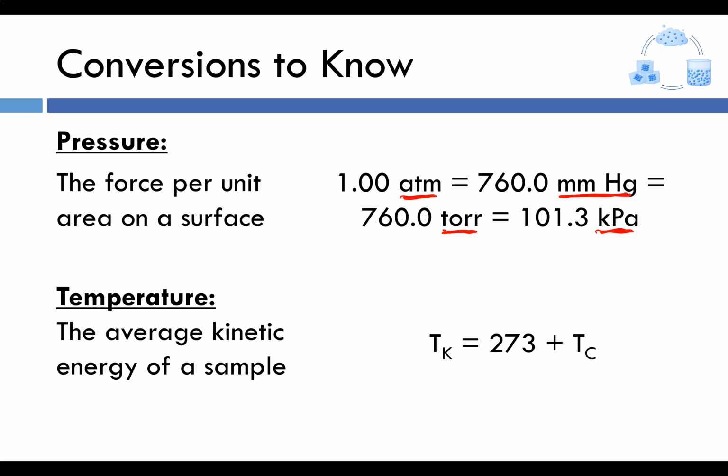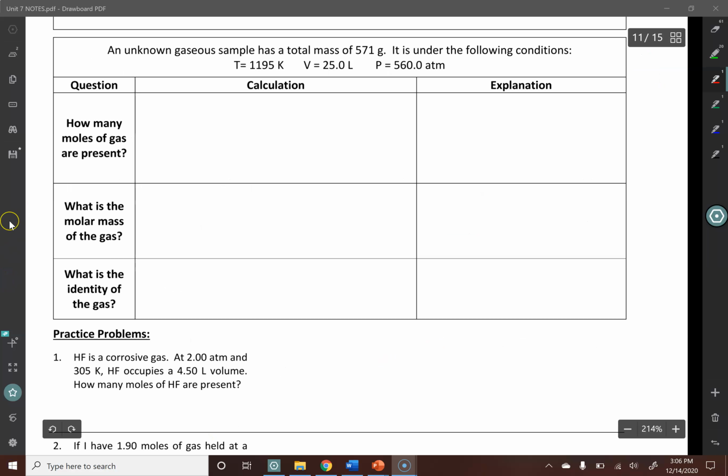All right, let's try out an ideal gas law question. Let's look at this question here in this box. An unknown gaseous sample has a total mass of 571 grams, and it's under the following conditions. You've got a temperature, a volume, and a pressure. The first question being asked is about the number of moles of gas present. Well, we just learned the ideal gas law. Pressure times volume is equal to moles times constant times temperature. We know that the constant is in liter atmospheres per mole Kelvin.